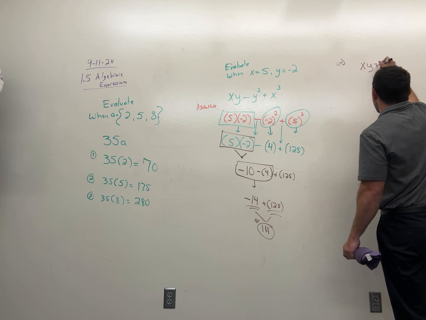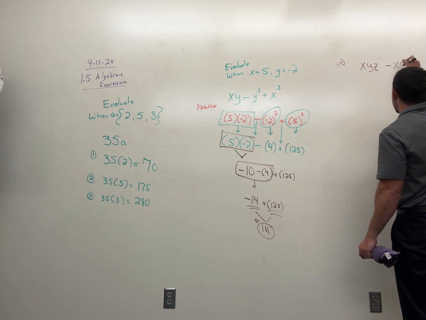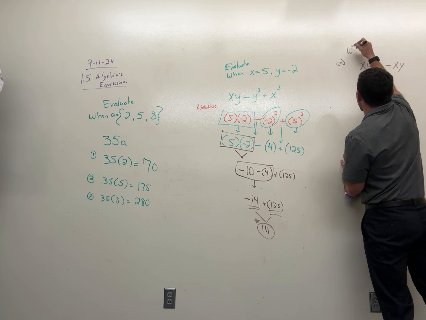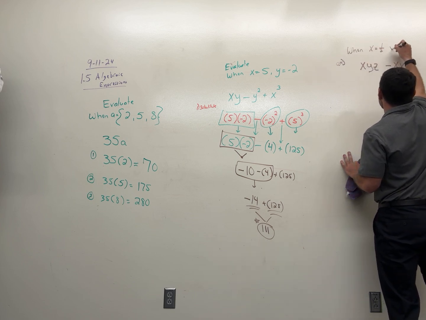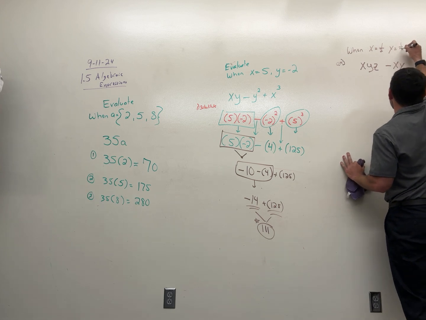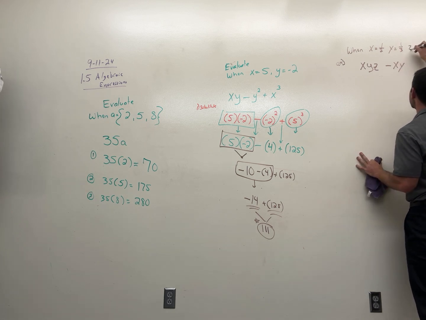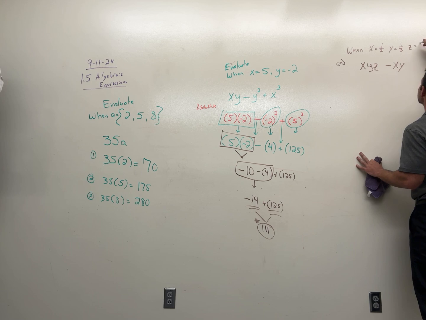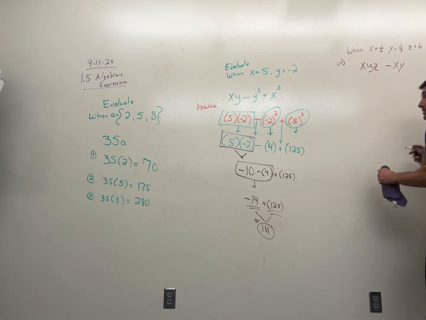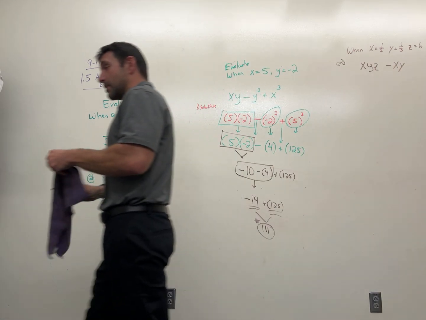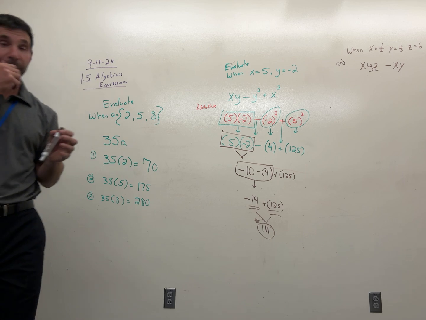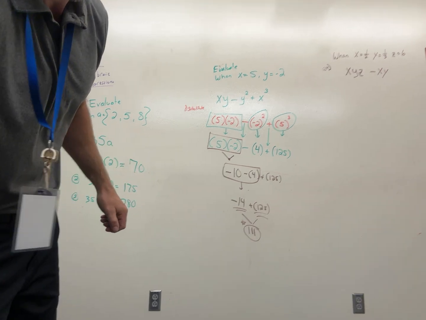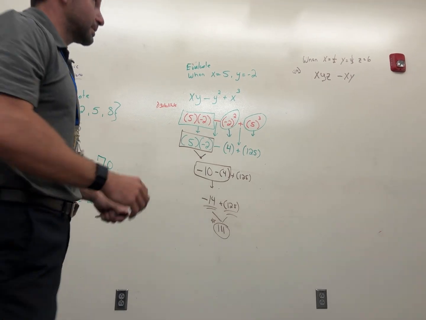X, Y, Z minus X, Y, when X equals 1/2, Y equals 1/3, Z equals 6. Oh, goodness. Listen, stop being scared of fractions. There is nothing different from this problem that we haven't already done.